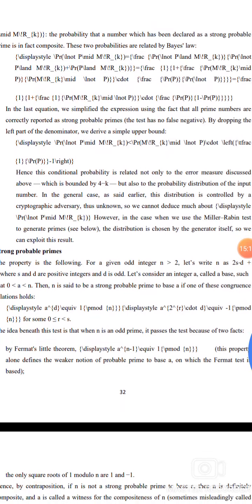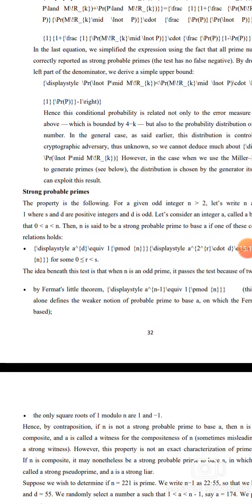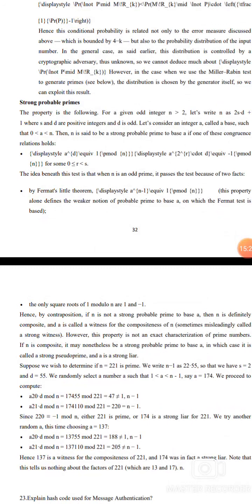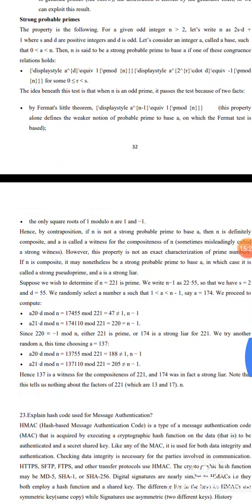Then the strong probable primes. The strong probable prime property is defined for a given odd integer n greater than 2, whether it is a positive integer or whether it is odd. Then we have to compare 0 less than a less than n. It is a strong probable prime if one of the congruence relations holds.